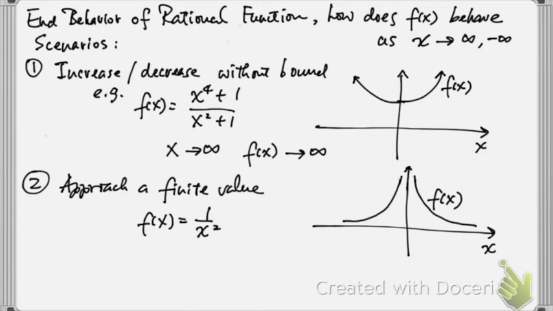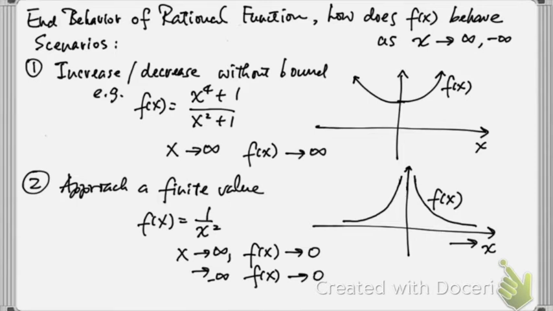Okay, the second scenario is that the function approaches a finite value. So let's say my function is f of x equal to 1 over x squared. It's still a rational function. The denominator is second degree and the numerator is 0th degree. And as x approaches infinity, you can see that f of x approaches 0. So as x goes to infinity, f of x approaches 0. And in fact, it's the same on the other side. In either case, f of x approaches 0.